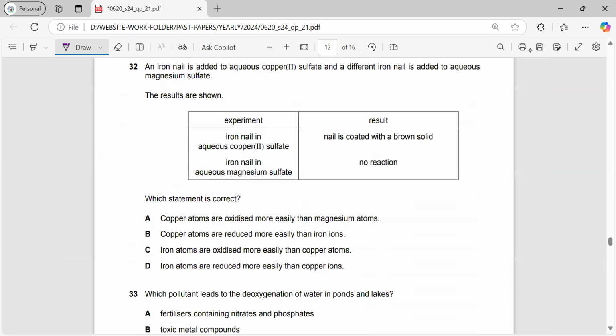Okay. Question 32. An iron nail is added to aqueous copper sulfate and a different iron nail is added to aqueous magnesium sulfate. The results are shown. Which statement is correct? Iron nail in aqueous copper sulfate: the nail is coated with a brown solid. Iron reacts with copper sulfate, CuSO4. Because iron is more reactive than copper, a displacement reaction occurs and iron sulfate forms plus copper. So that is why the nail is coated with brown solid, which is copper.